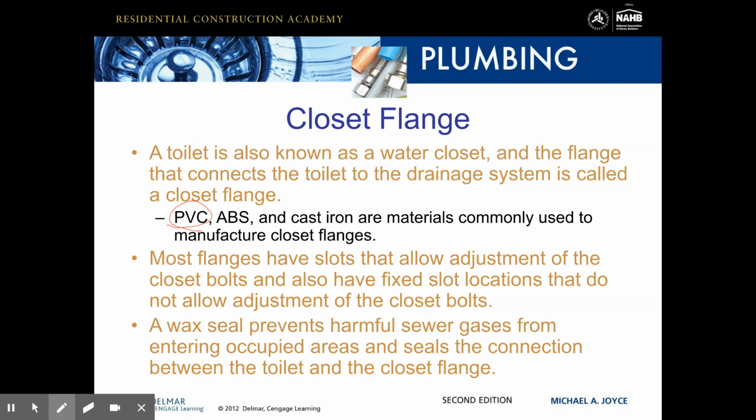Most flanges have slots that allow adjustment of the closet bolts and also have fixed slot locations that do not allow adjustment of the closet bolts. A wax seal prevents harmful sewer gases from entering occupied areas and seals the connection between the toilet and the closet flange.